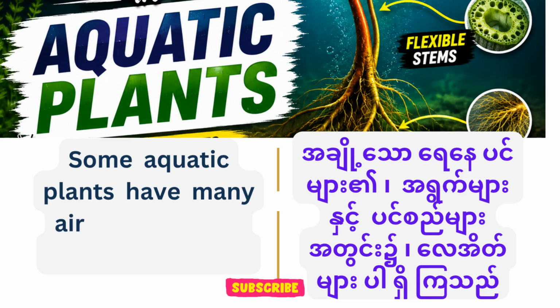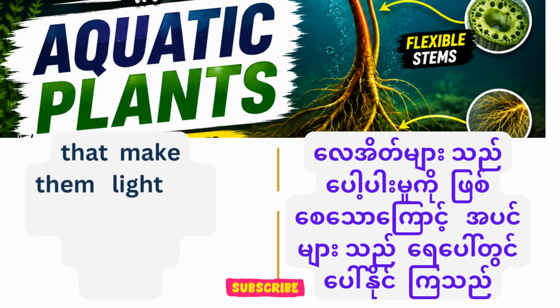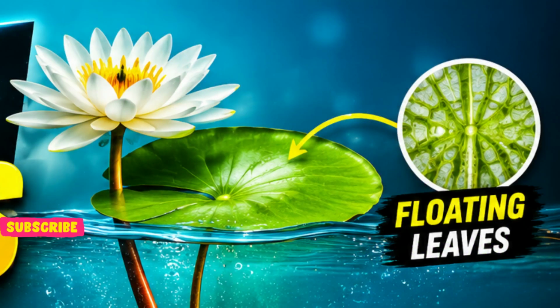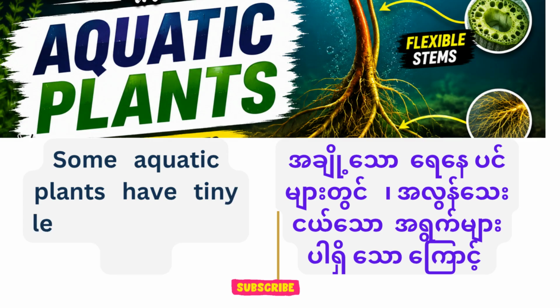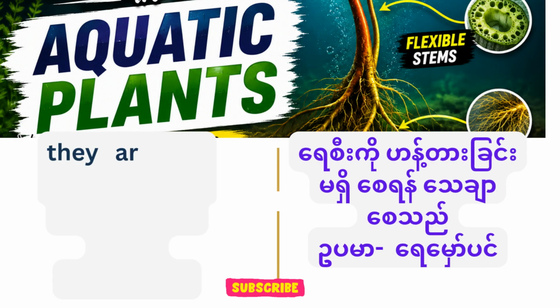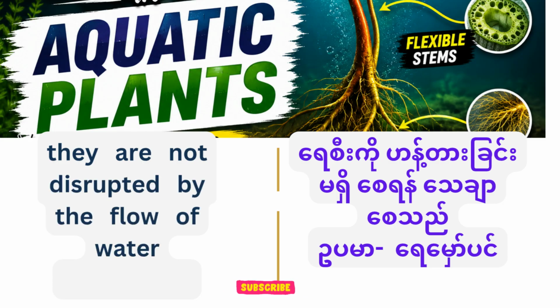Some aquatic plants have many air sacs in their leaves and stem that make them light, so that they can float on water. Some aquatic plants have tiny leaves to ensure that they are not disrupted by the flow of water. Example, hydrilla.